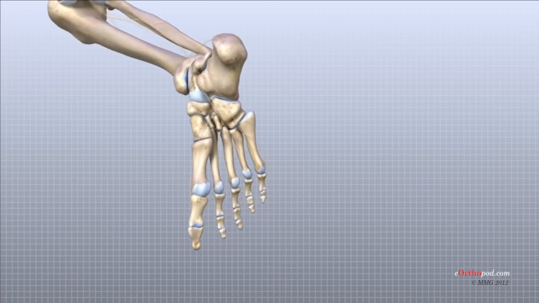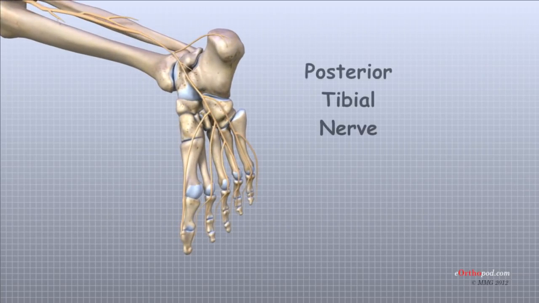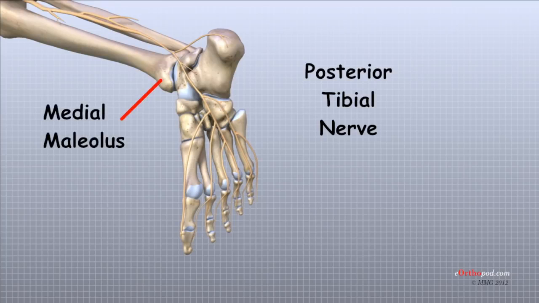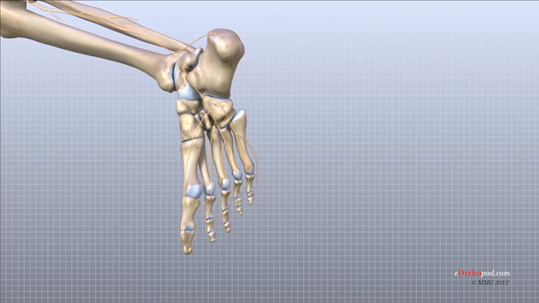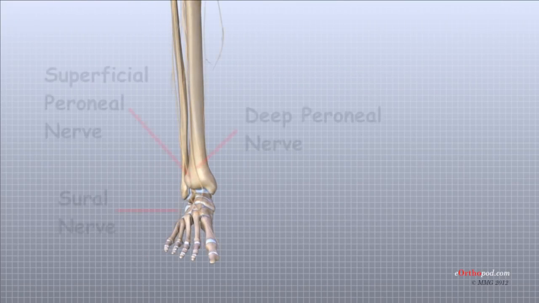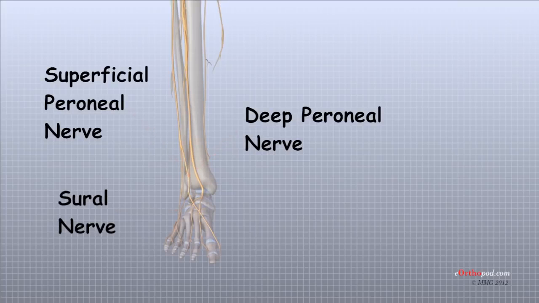The main nerve to the foot, the tibial nerve, enters the sole of the foot by running behind the inside bump on the ankle, or the medial malleolus. This nerve supplies sensation to the toes and sole of the foot and controls the muscles of the sole of the foot. Several other nerves run into the foot on the outside of the foot and down the top of the foot. These nerves primarily provide sensation to different areas on the top and outside edge of the foot.